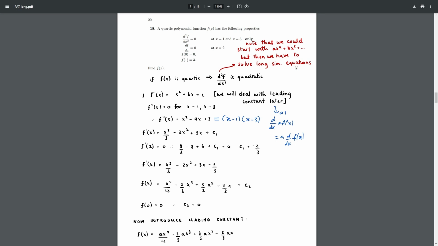So if f of x is quartic, we know that the second derivative is a quadratic. And we could here start also with some quartic equation, but then we're going to have very long simultaneous equations, which you don't want to deal with in an exam. You can easily make mistakes in those. So what we can do is start by writing the second derivative of f of x as some quadratic, which we know is going to be x minus 1, x minus 3, which means the second derivative is x squared minus 4x plus 3.